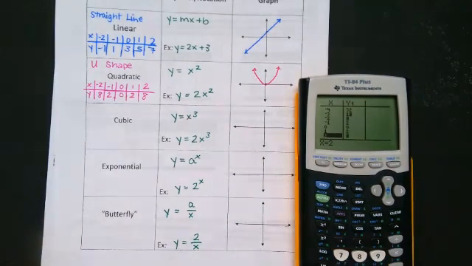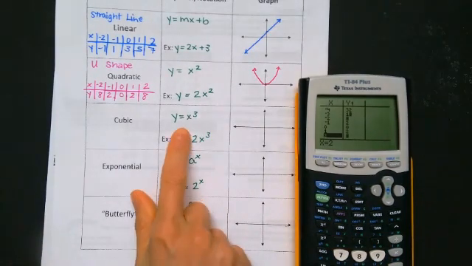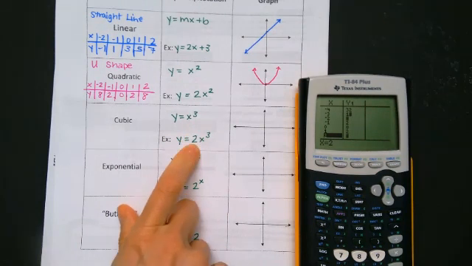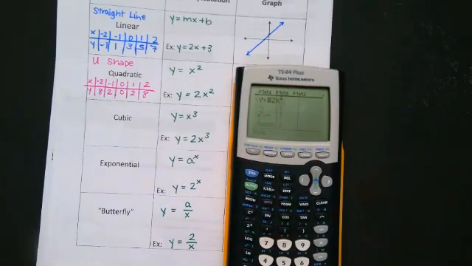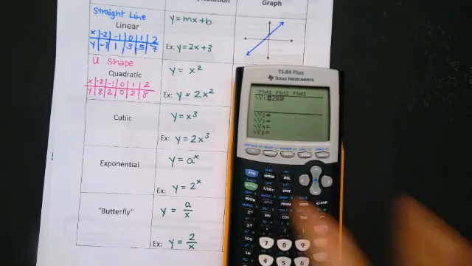So the next one we're going to do is a cubic graph. Okay, and our parent function is y equals x to the third power. The one we're going to use is y equals 2x to the third power. So press y equals, clear out what we have there. And this is how we enter this one. 2, again, our x key next to the alpha.